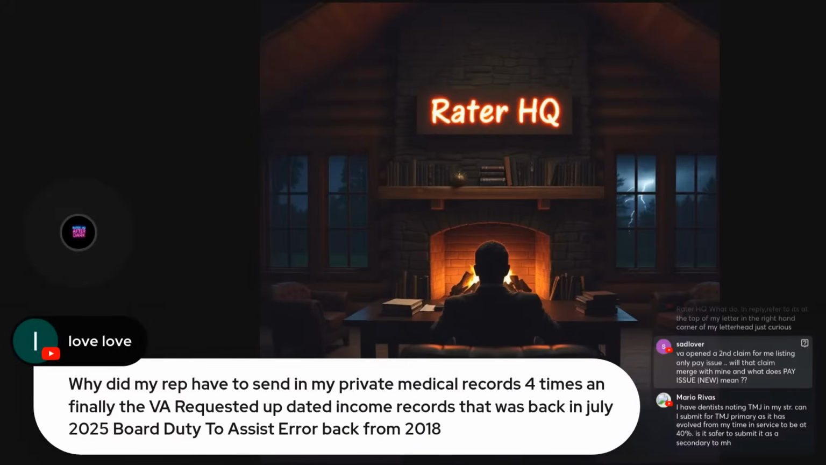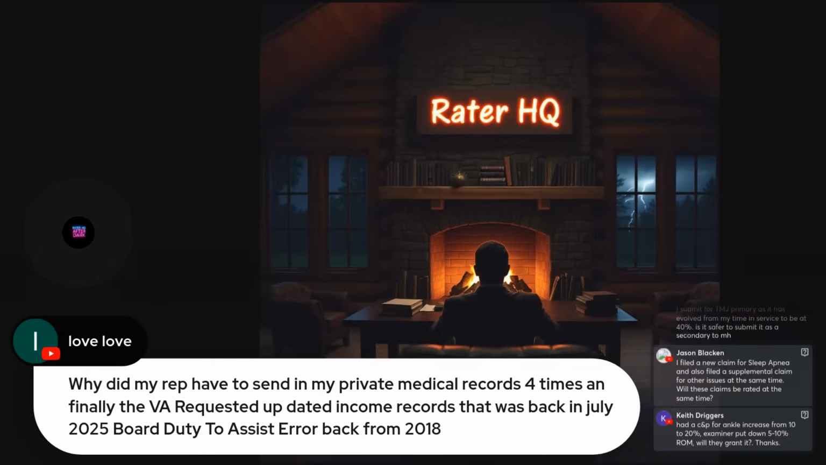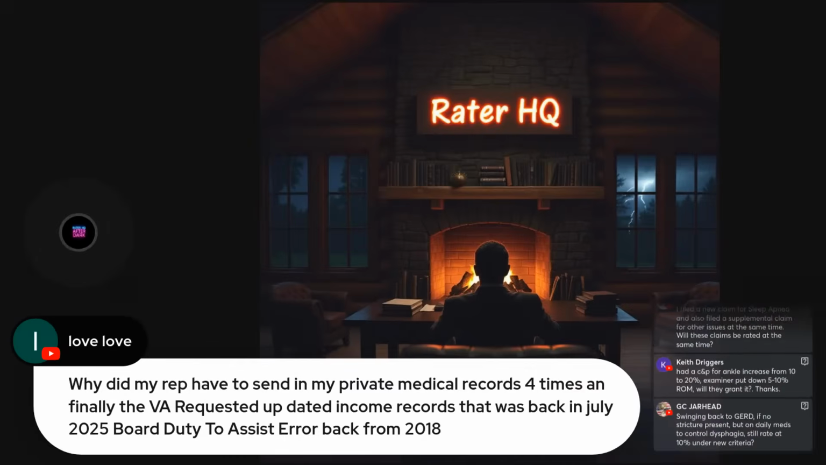Why did my rep have to send in my private medical records 4 times and finally the VA requested updated income records? That was back in July 25 board. Ooh, I don't know. I honestly don't know. Where are we at here? We're at 6:16. Jeez, I'm still fighting it. You guys are putting in more questions.